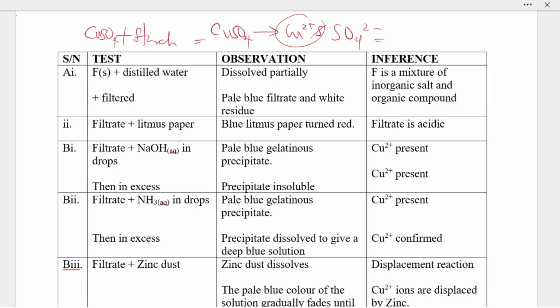Of course, when you dissolve CuSO4 in water, it is going to be very soluble. Therefore, CuSO4 is soluble in water and starch is not soluble in water, especially in cold water. So that means a filtration will take place.